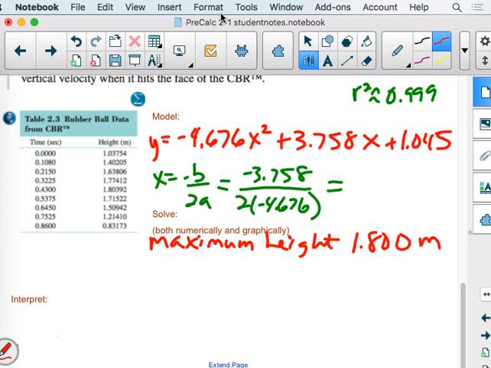Now, if this is on a test, I'm going to do the algebra, and then I'll double check with the graphing calculator. You know, we'll go ahead and calculate what the x should be, plug it back in, and get that y value if I have time. It's always one of those things we have to deal with on the test, is how much time do we have. Now, the second part of this is how are we supposed to figure out the vertical velocity when it hits the face of the CDR?